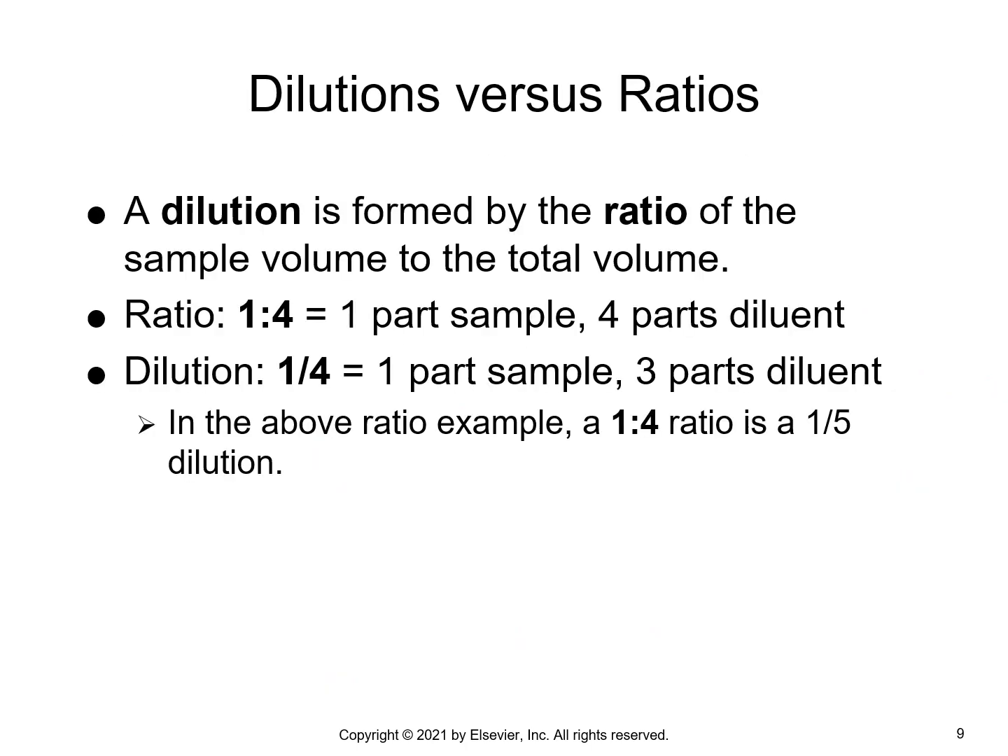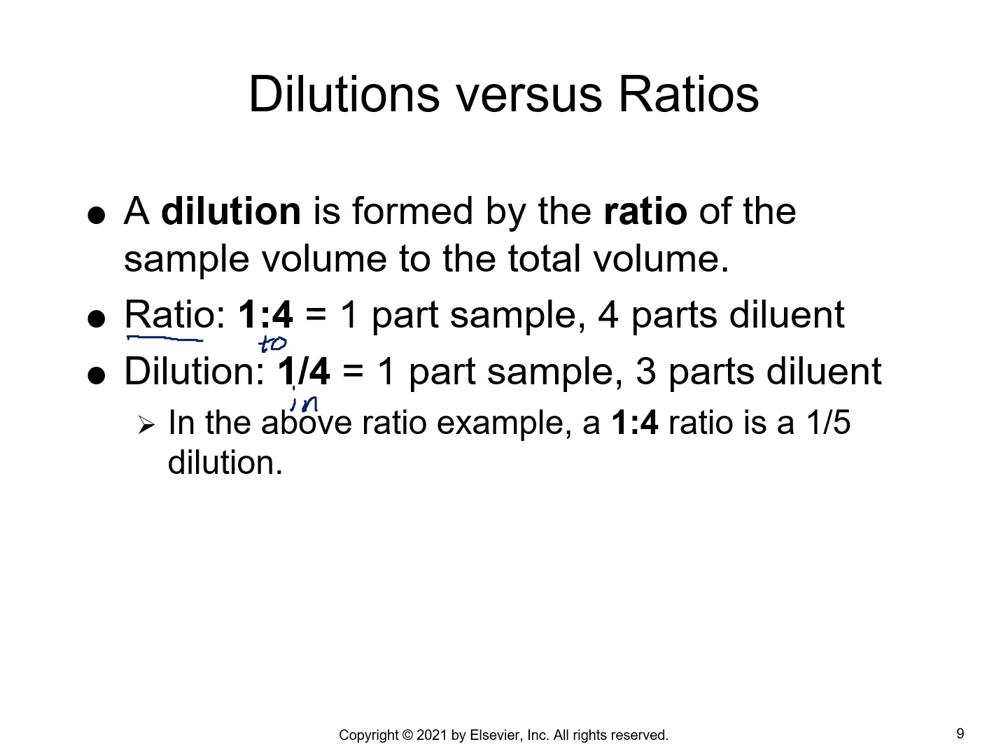So as I mentioned in a previous lecture, a lot of students will have a lot of confusion when it comes to doing dilutions, and that's because of the terminology that's been used over the years with dilutions versus ratios. So we know that a dilution is formed by an actual ratio of a sample volume to a total volume. So when we talk about a ratio, we talk about 1 part to additional parts. So in this particular example, you've got 1 part of sample to 4 parts of diluent. Then when we talk about a dilution, we talk about it as 1 in 5 parts. So it is a 1 in the total, but we know that that total actually includes that sample as well.